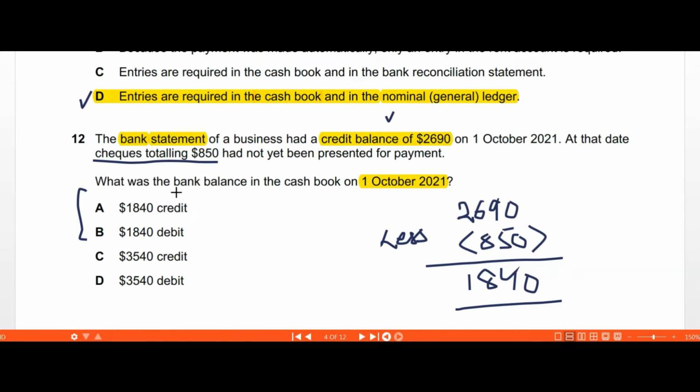Now there are two options for 1840, A and B, whether it's 1840 debit or 1840 credit. They're asking us for the bank balance in the cash book, and in the cash book this will be a debit balance because that shows that this is the amount of money that we have. Its bank statement will be showing a mirror image. In a bank statement, a credit balance means that this is the amount of money that we have in the bank, because for a bank our deposit is actually their liability. That's why they show it as a credit balance. So we will be choosing option B, 1840 debit.